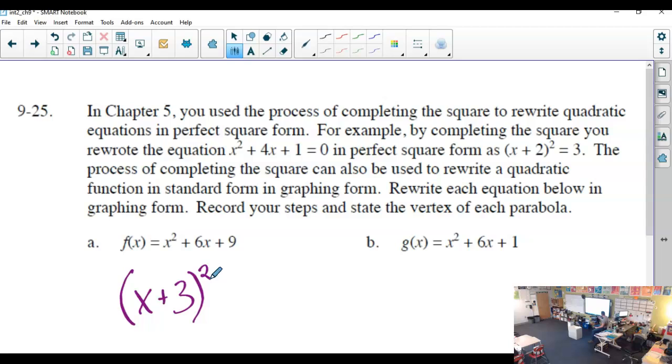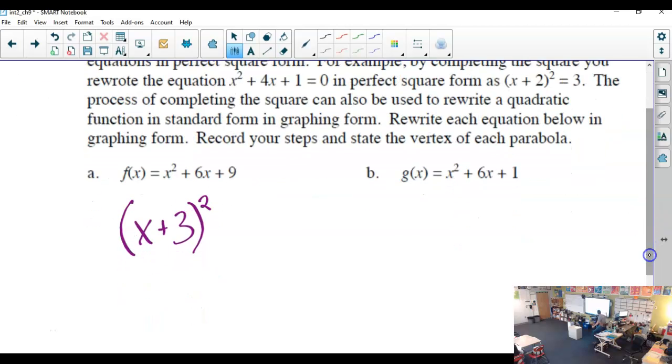Okay, so what about B then? Wait, what's our vertex there? Oh yeah, we need to do it the other way. The quantity x plus 3 squared minus 8. Well, what's our vertex? Minus 8. Sorry, I couldn't hear. What's the vertex?